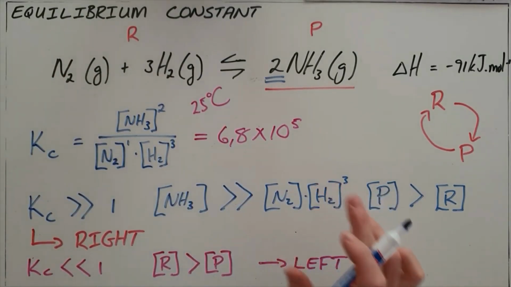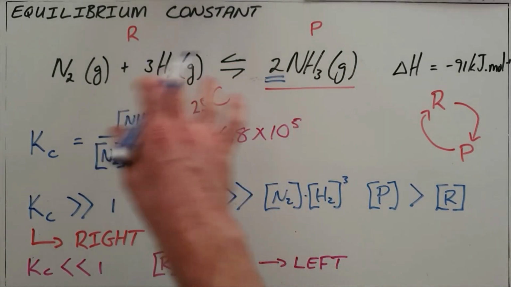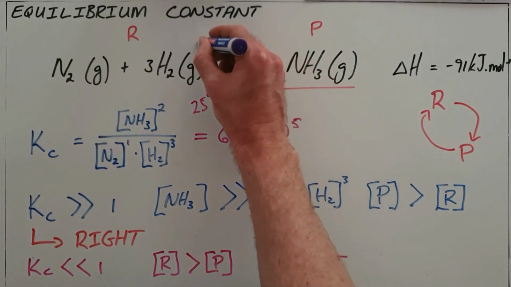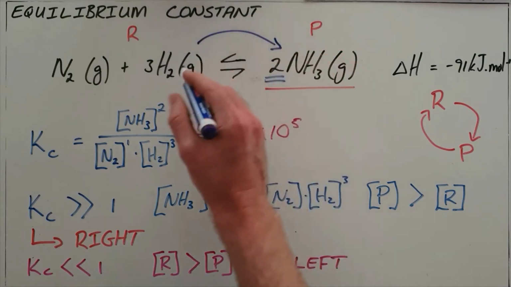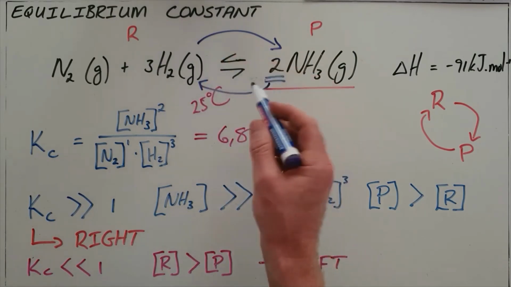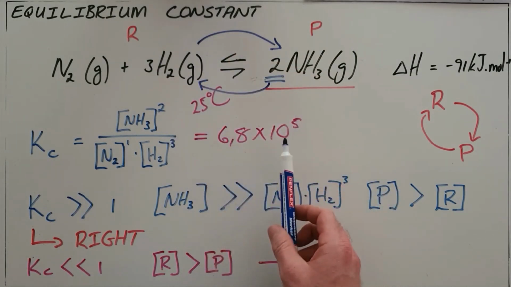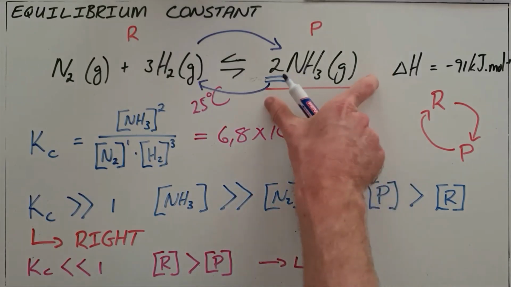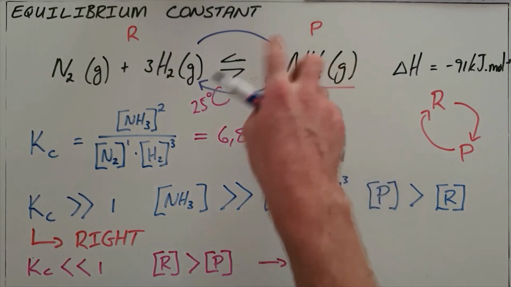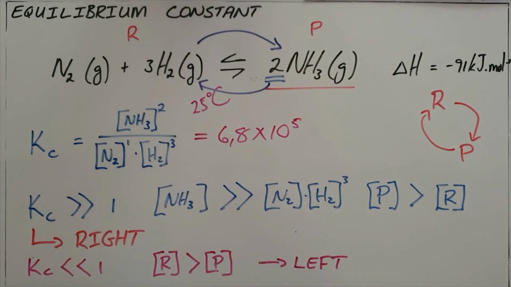Please note here, this equilibrium constant is only valid as long as the reaction is at equilibrium, meaning for only as long as reactants are reacting to become products, and products are reacting again to become reactants. So when we say equilibrium lies to the right, we are saying there's more ammonia present, but the rate of the forward reaction is still equal to the rate of the reverse reaction.